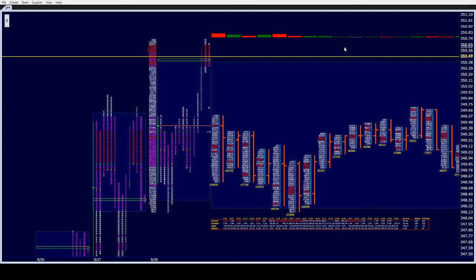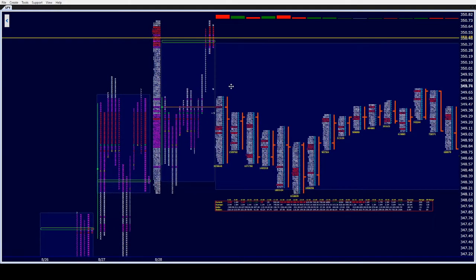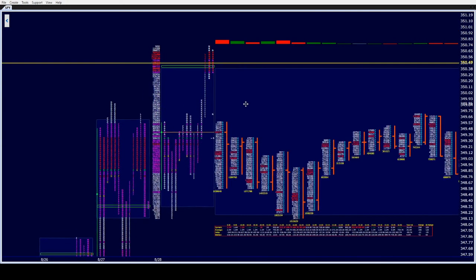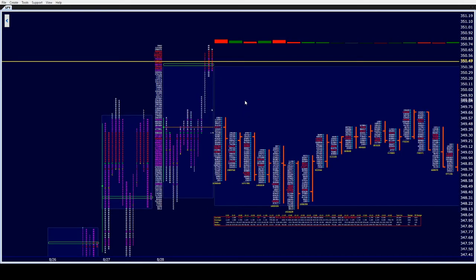Good afternoon, all. CamelbackTrading.org coming to you this Friday afternoon, August 28th, and we're looking at the last 2 days of the SPY ETF's market profile here on Window Trader. And the same theme today.